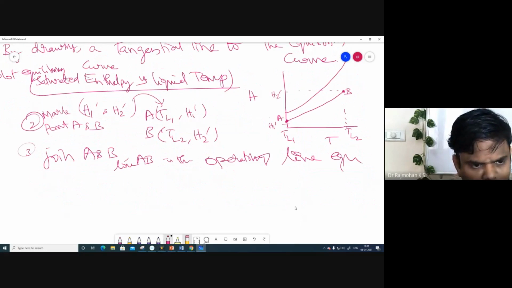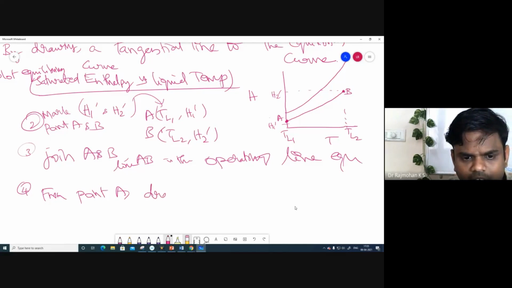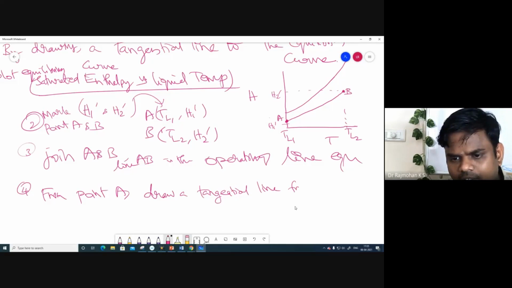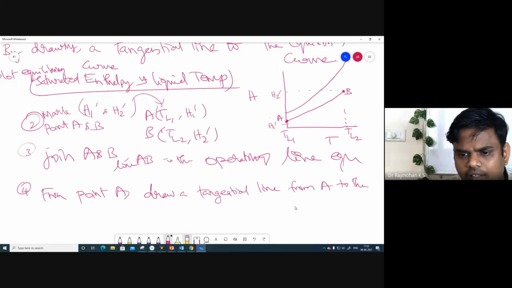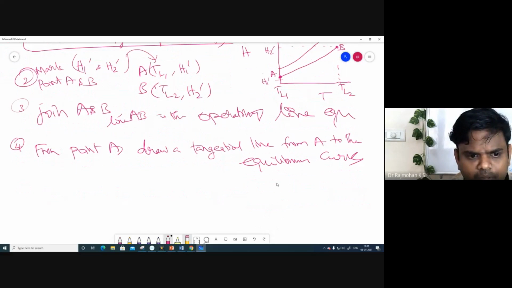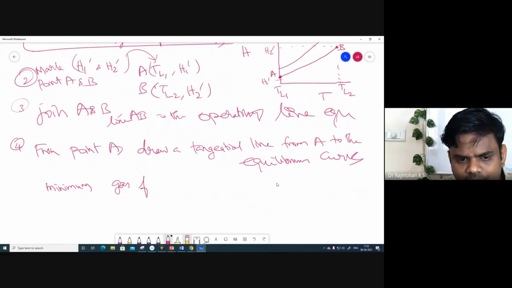Okay. So if we draw from point A a tangential line, that is just to touch the curve. It has to just touch the curve. Draw a tangential line from A to the equilibrium curve. That line corresponds to the minimum liquid flow rate. That line corresponds to the minimum gas flow rate, because of the slope, that's what we are defining now.